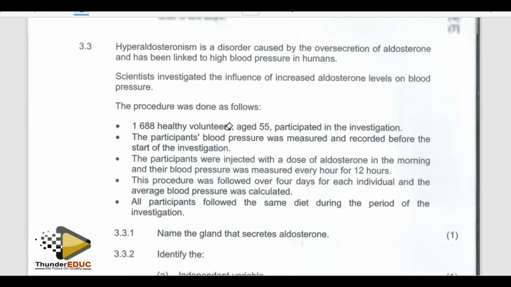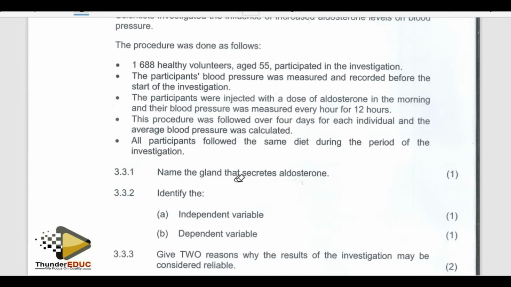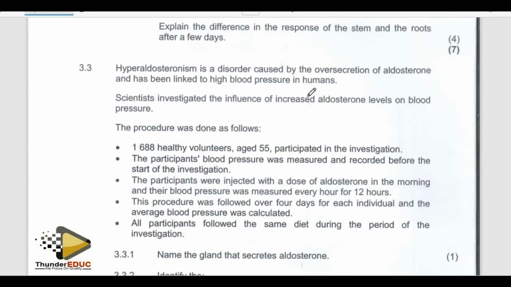All right, let me just say, name the gland that secretes aldosterone. Let's just go straight to the question without having to read here. But what is most important here is this: scientists investigated the influence of a decrease in aldosterone level on the blood. So this is the most important thing, because it can help us to know which one is independent and which one is dependent.